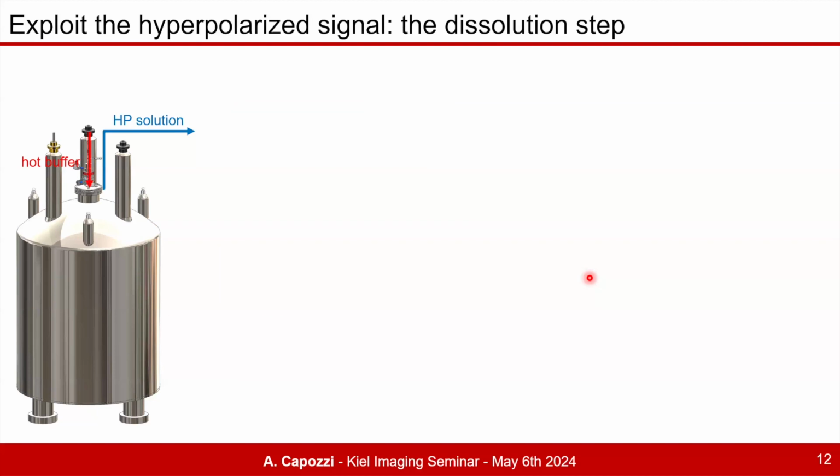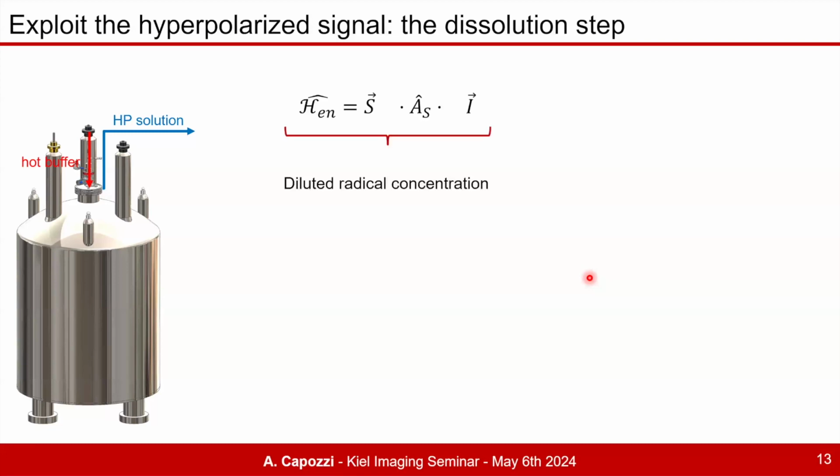So this step is crucial because two things happen. First of all, we dilute the sample. So we increase the distance between the electrons and the nuclei, because when the microwaves are not there anymore, the electrons, these paramagnetic entities or radicals, if you prefer, are a source of relaxation, so they would destroy the polarization. And at the same time, we move from the solid state to the liquid state.